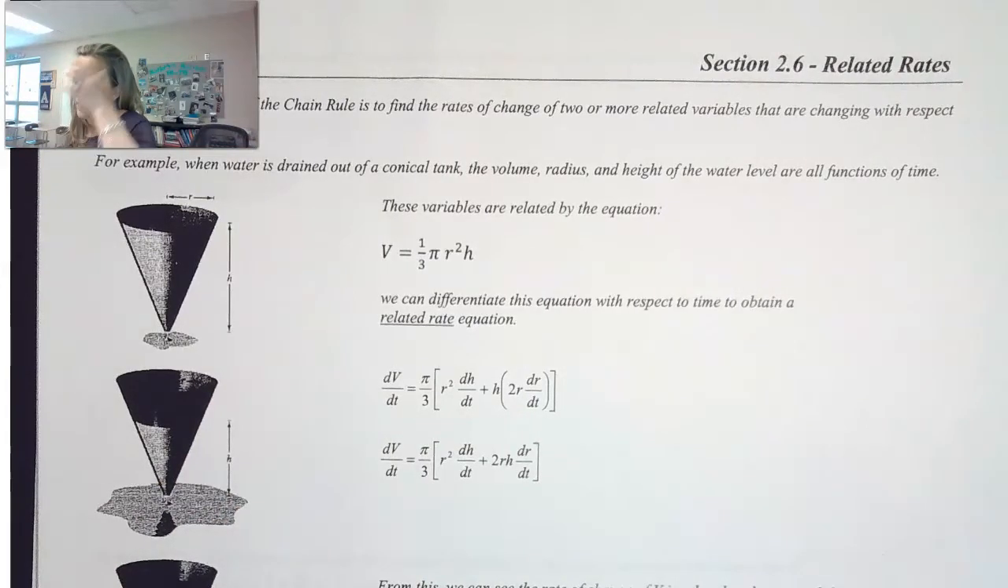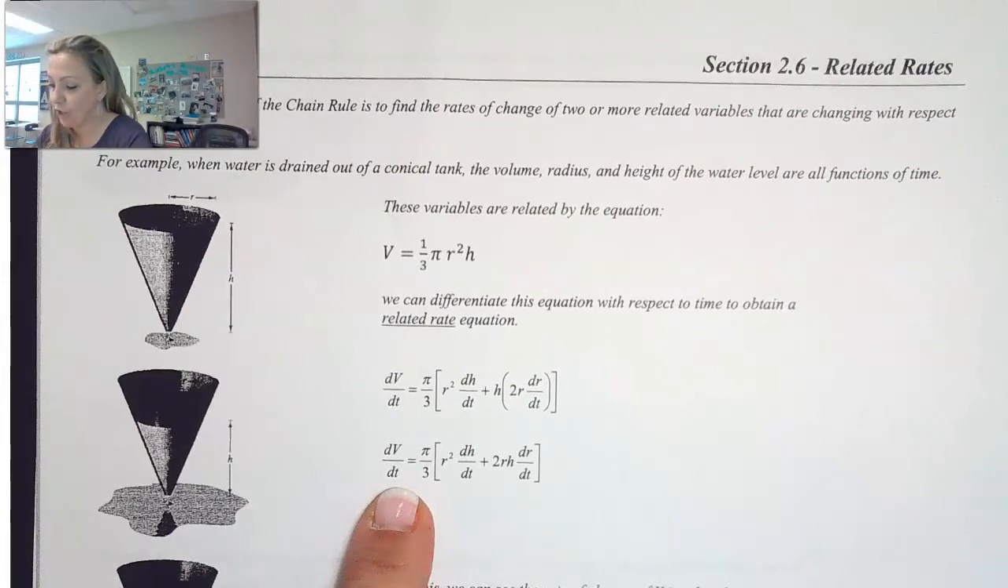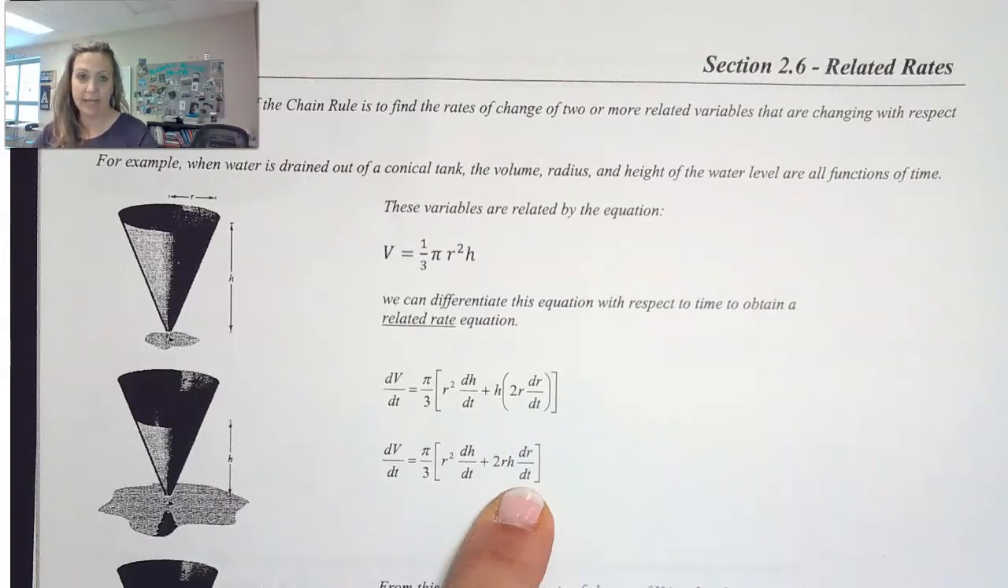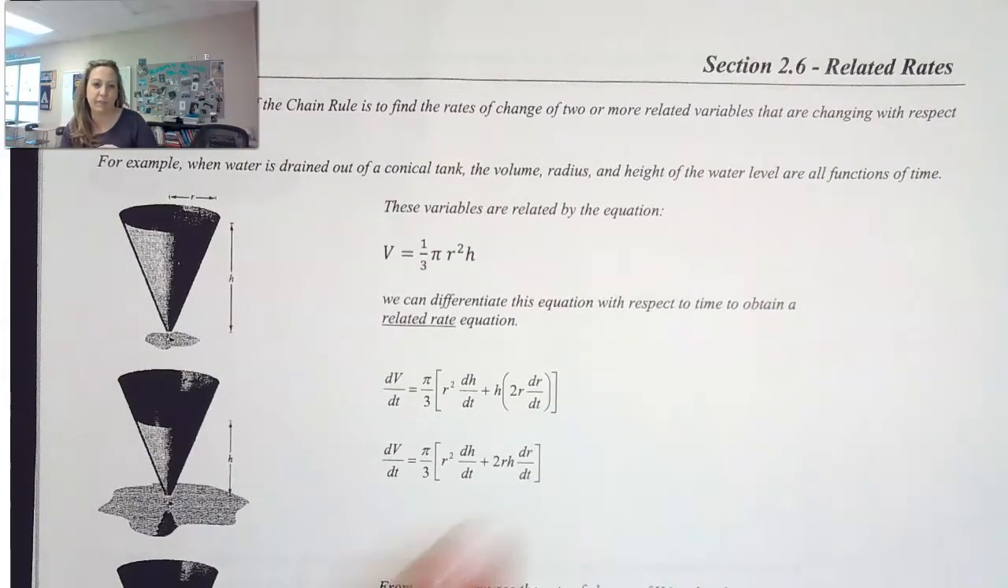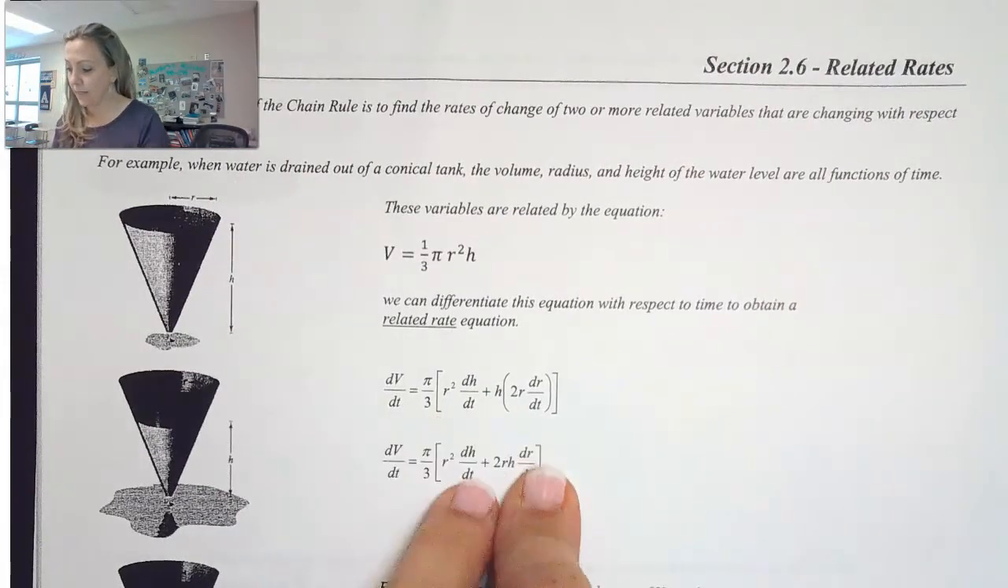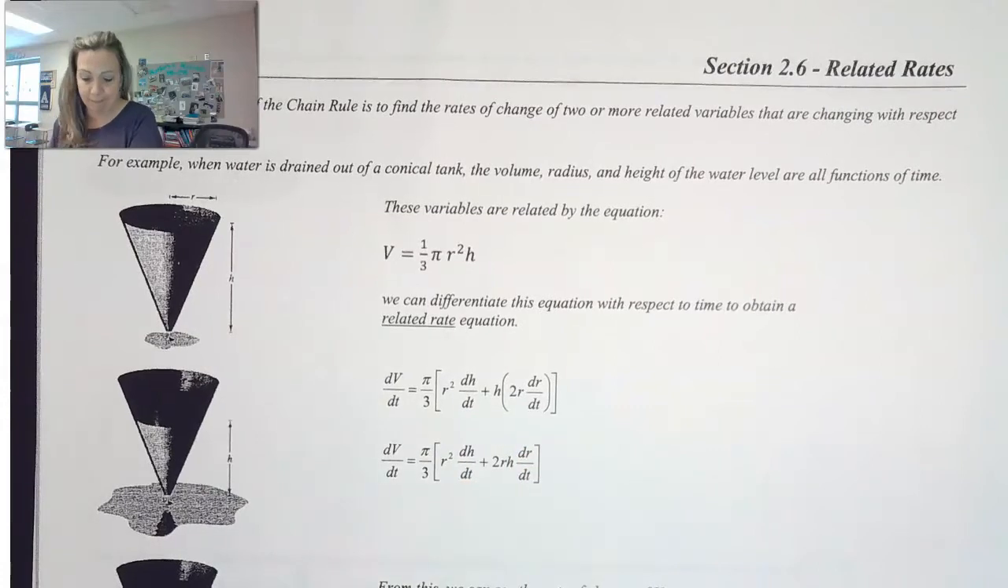And again, we can see that the rate of change of V is related to the rates of change of h and r, okay? So we're going to need to know those different pieces. It's like we talked about with implicit differentiation, it's important to see what variable we're differentiating with respect to, because otherwise we wouldn't have had those rates of change pop up. So we'll start with just kind of a simple example.